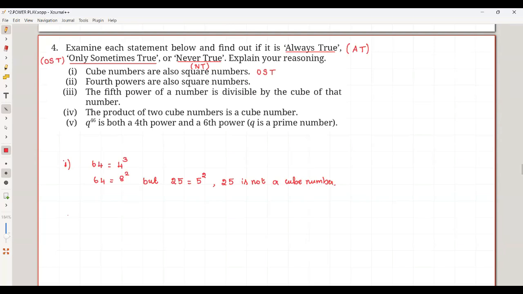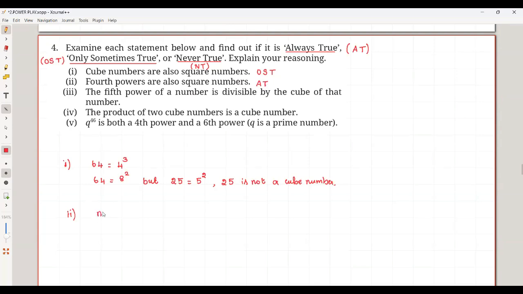Second question: is a fourth power also a square number? Fourth powers are also square numbers. If you are taking the fourth power, can we write it as a square number or not, they are asking. See, the answer is always true. The fourth power will always be a square number, and I'm just taking one example.